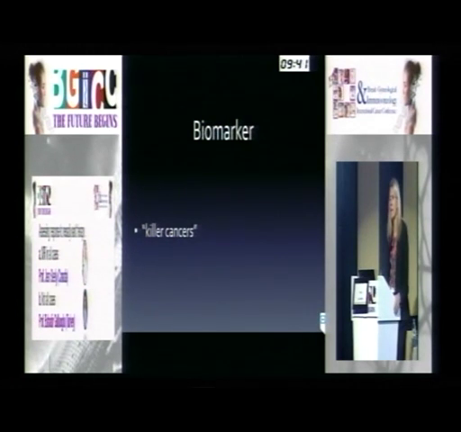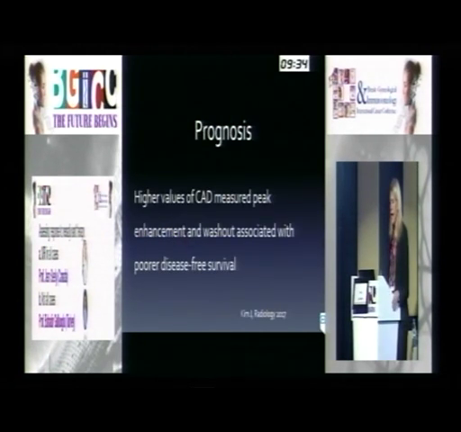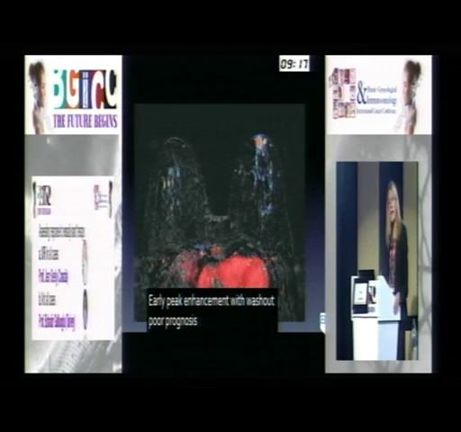The last thing I want to give you is that MRI gives us functional biomarker information. We know that looking at the lesions, if they have high washout, peak enhancement, these correlate with poor disease-free survival. So this information is very helpful for functional assessment. And in this example, where we see the washout with this red enhancing lesion, it really correlates with very poor prognosis.